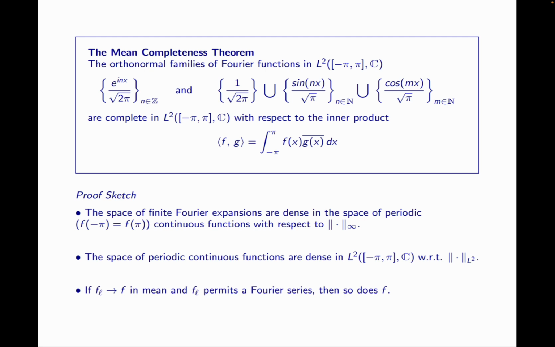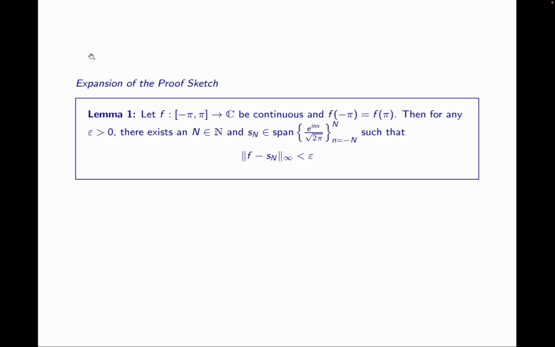And if FL is a sequence of functions indexed by L and it converges to F in mean, and each of these FLs permits a Fourier series, then so does F. That means F can be expressed in terms of this orthonormal family, which would complete the proof. So that's the sketch. Let's expand upon this sketch of a proof.